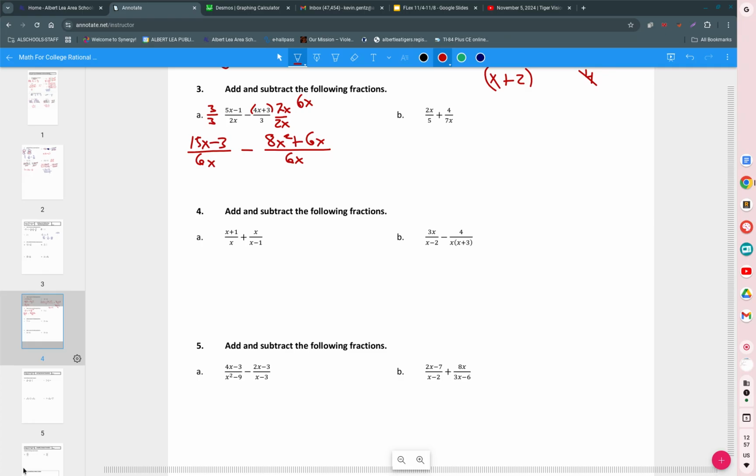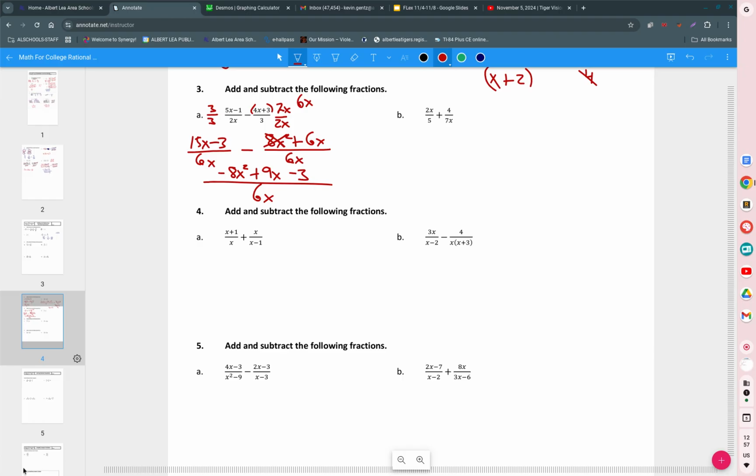My denominator is now 6x. As I write my numerator, I like to gather my terms as the highest degree first. The highest degree is x squared. So is this going to be a positive 8x squared or a negative 8x squared? It is a negative 8x squared. So that one's gone. Now I look to combine my x's. Is it 15x minus 6x or is it 15x plus 6x? Minus. And so we get a 9x and then we have a minus 3 on the end.